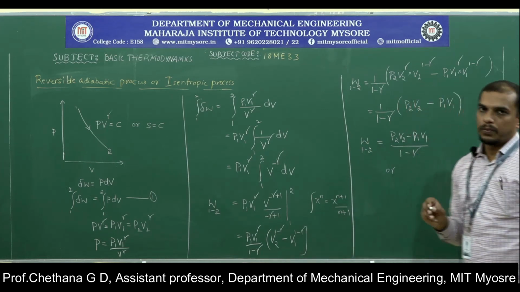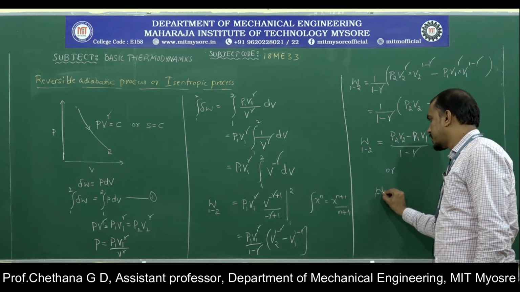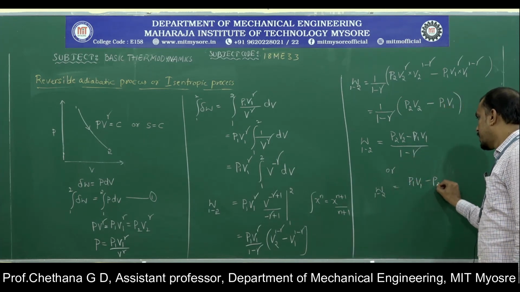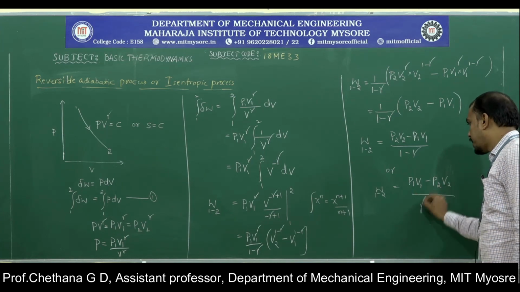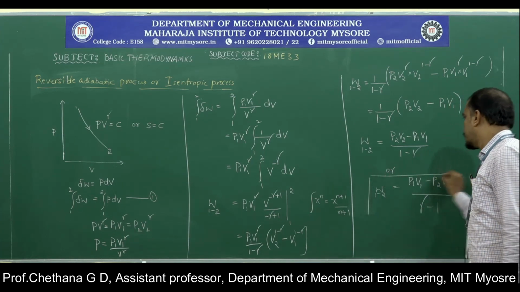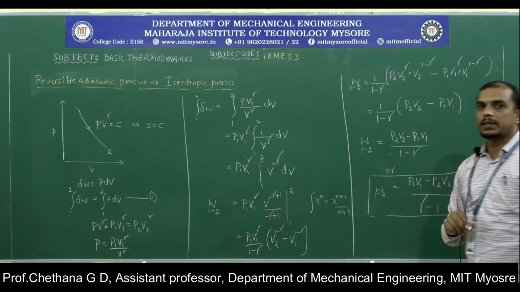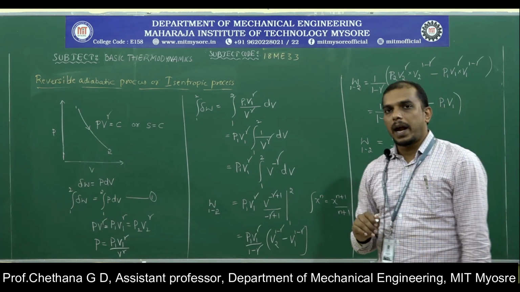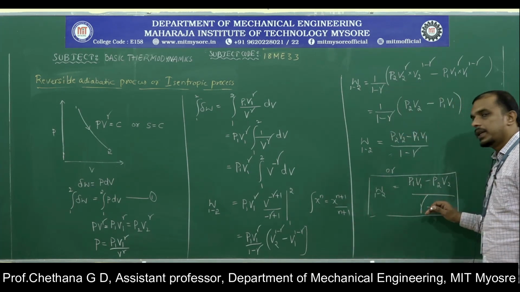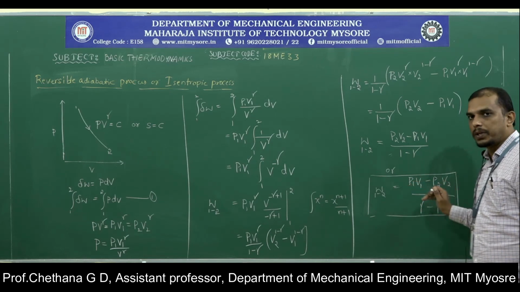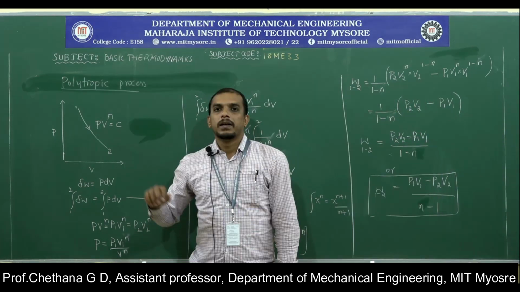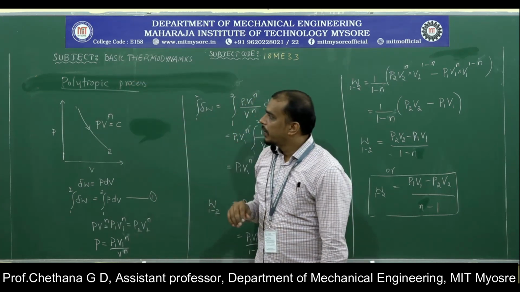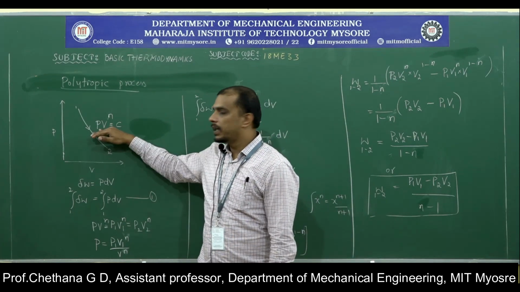Or since we always have started from the process 1, we can write it like P1 V1 minus P2 V2 by gamma minus 1. This is also the same expression, just we have changed the sign. So work transfer in a reversible adiabatic process is given by the equation P1 V1 minus P2 V2 by gamma minus 1.